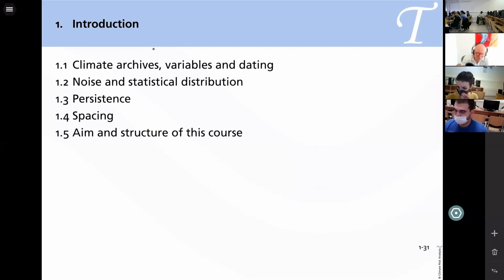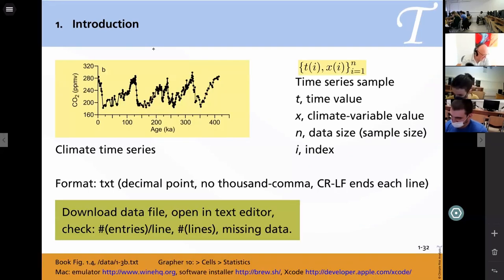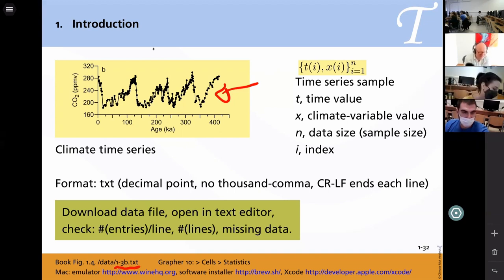Now we are in tutorial T. And the first thing I want you to do is to download the data file. The data file is that one which contains the data points. The data file is called 1-3b.txt.